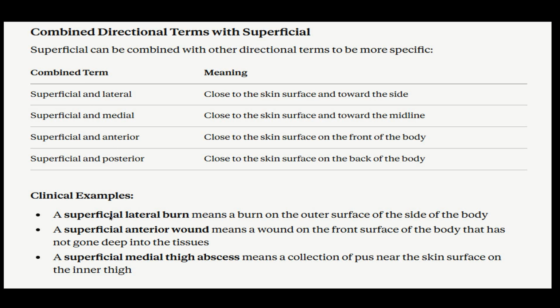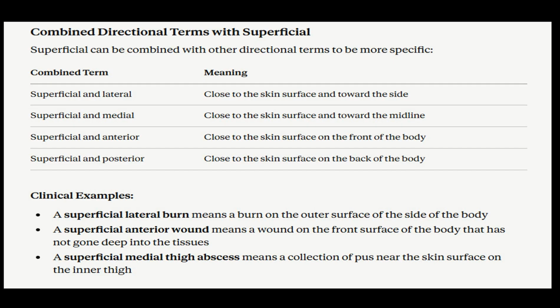Now we have a few clinical examples related to superficial. A superficial lateral burn means a burn on the outer surface of the side of the body. A superficial anterior wound means a wound on the front surface of the body that has not gone deep into the tissues. Next is a superficial medial thigh abscess, which means a collection of pus near the skin surface on the inner thigh. Okay, so these are some good examples of clinical terms related to superficial.